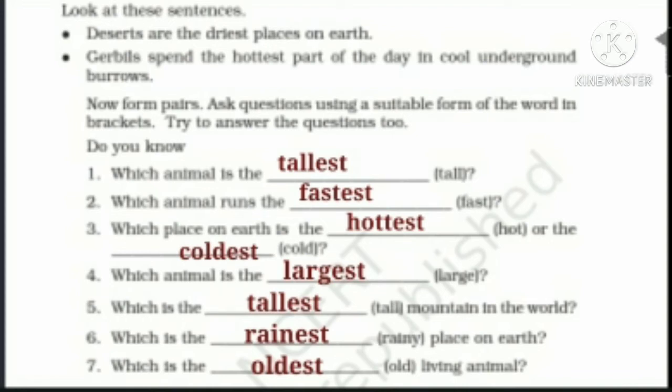If possible, just for your knowledge, try to find out the answers of these questions. For example, which animal is the tallest? You may find out, and the answer is giraffe. Accordingly, just for your knowledge, you can find out the answers of all these questions.